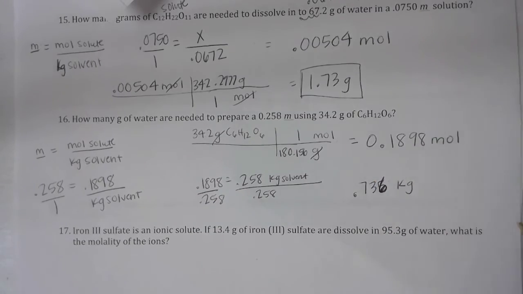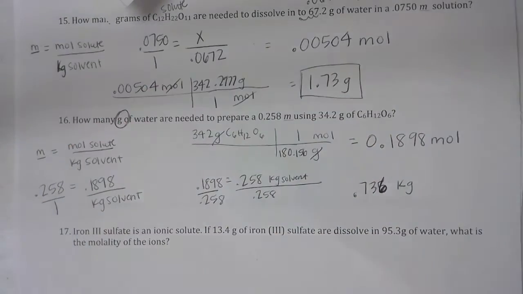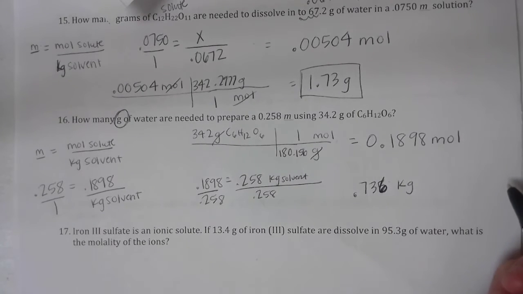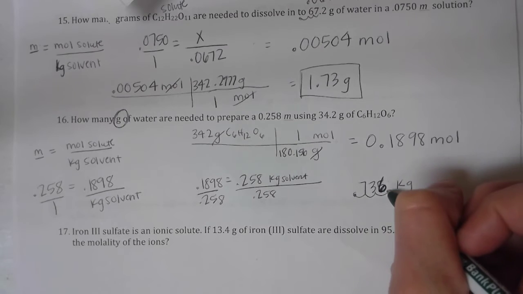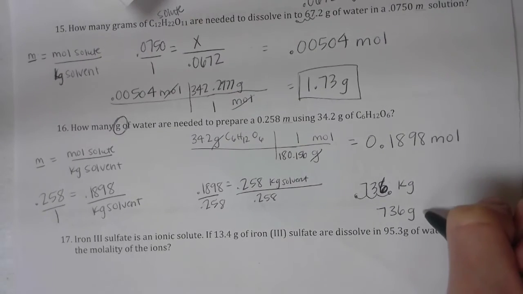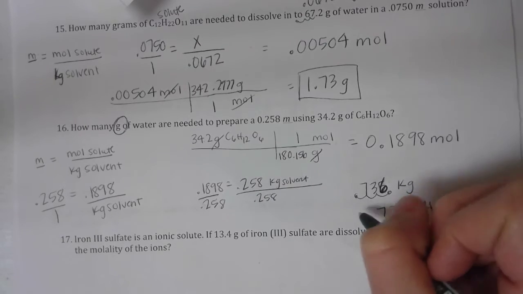I'm just going to write it as 0.736 kilograms of my solvent, but notice that the question asks for it in grams. So I'm going from a bigger unit to a smaller unit, so I'll back it up 3 times, and I have 736 grams of H2O, of water.